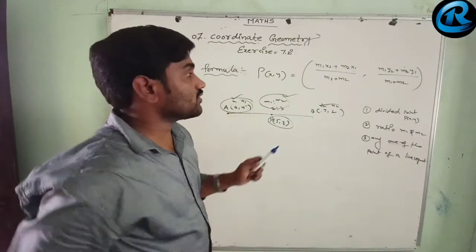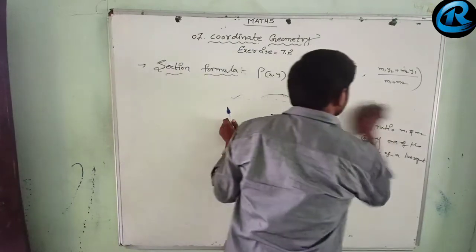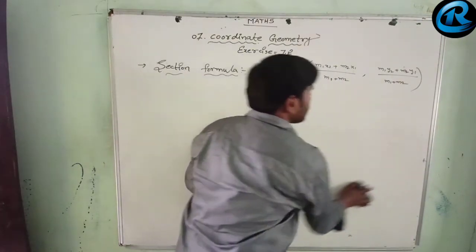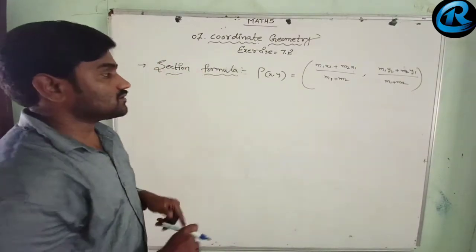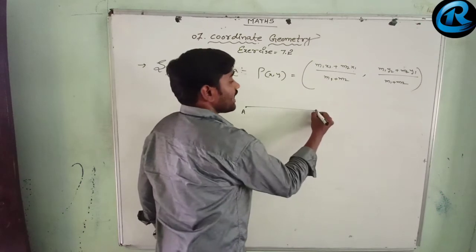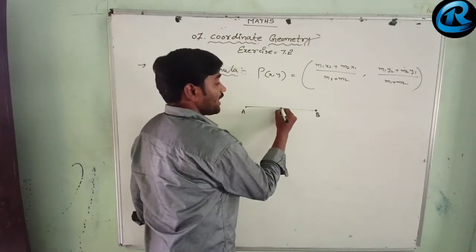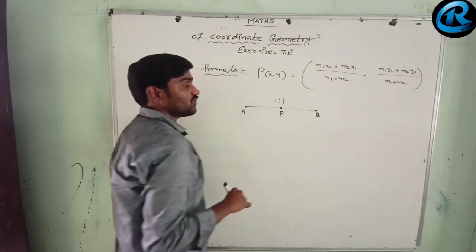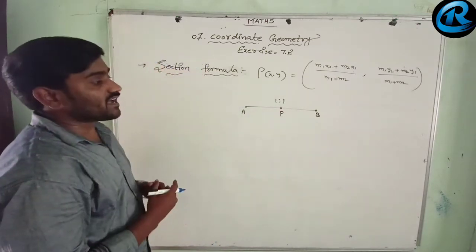Slowly we can do the problems in our exercise, so that we can understand how to use the section formula and find out the values. Suppose I take a point A and one more point B, and P is a point dividing this line segment AB in the ratio, suppose, 1:1. Then what is the meaning of this?